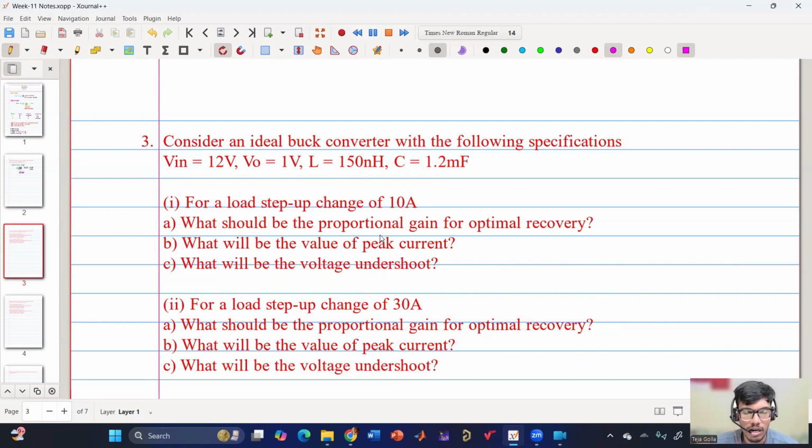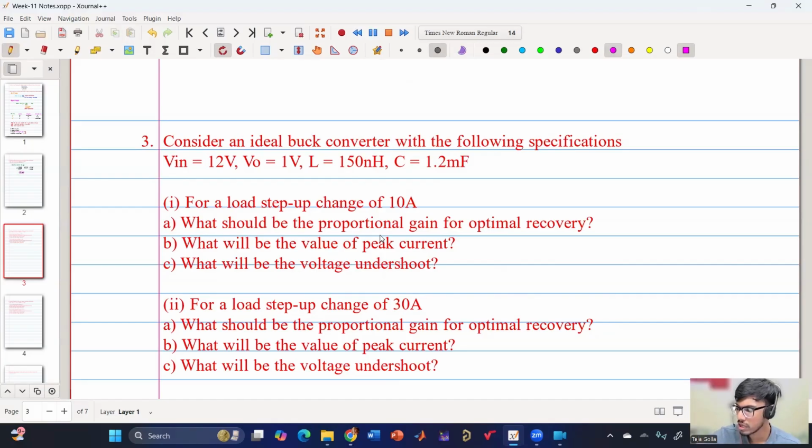Consider an ideal buck converter with the following specifications. Gain is 12 volt, V naught is 1 volt, inductance is 150 nanohenry, capacitance is 1.2 millifarad. For a load step-up change of 10 amperes, what should be the proportional gain for optimal recovery? And what will be the value of peak current? And what will be the voltage undershoot? Same thing we have to calculate again for a load step change of 30 amperes. So I have given two sets of values so that we can practice it better.